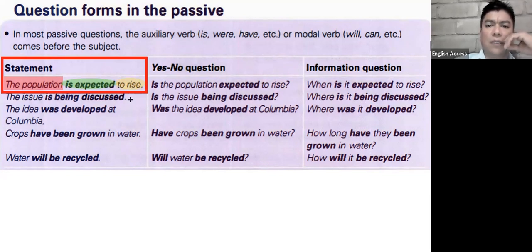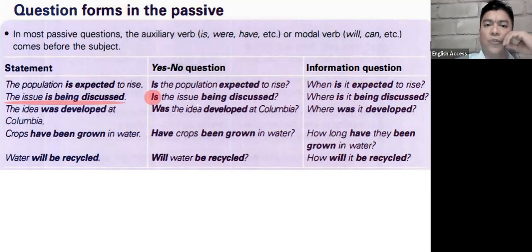But what happens in the question? Well, in the question, we move the auxiliary. The auxiliary goes before the subject. Is the population, and then the rest of the verb, expected to rise? And with an information question, when is it expected to rise? The other example we have is, the issue is being discussed. Is the issue being discussed? Where is the issue being discussed? The idea was developed at Columbia. Was the idea developed in Colombia? Where was it developed?